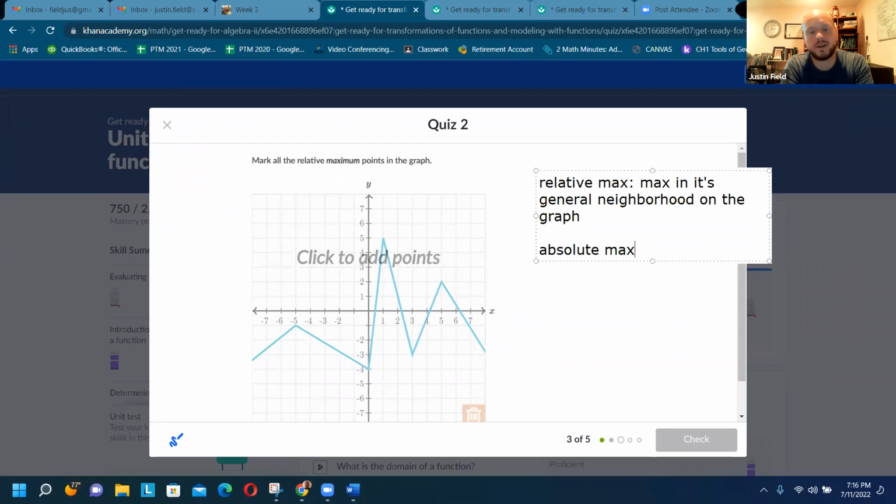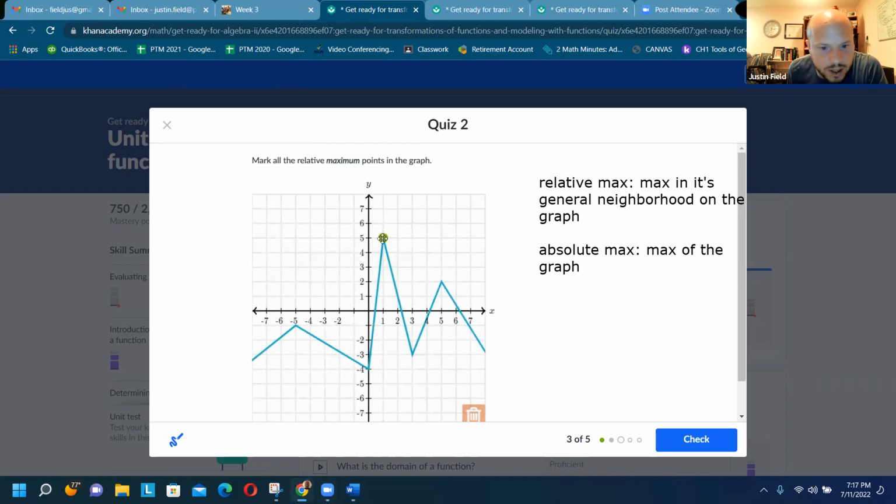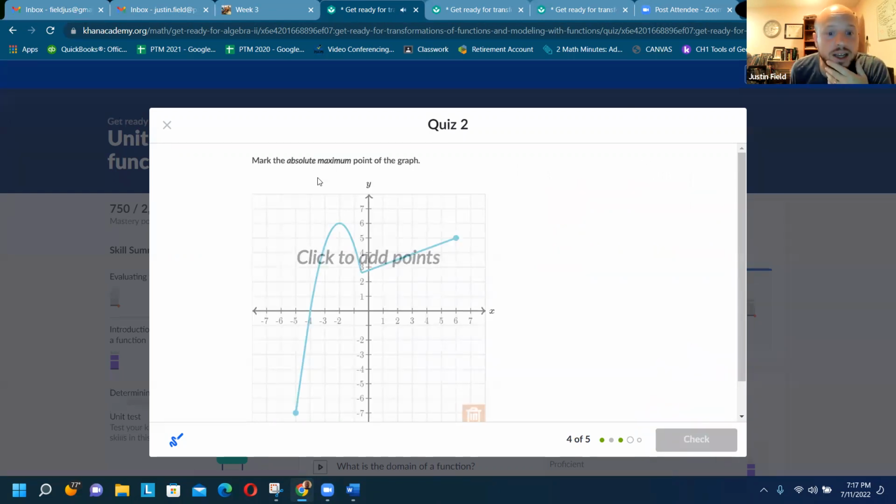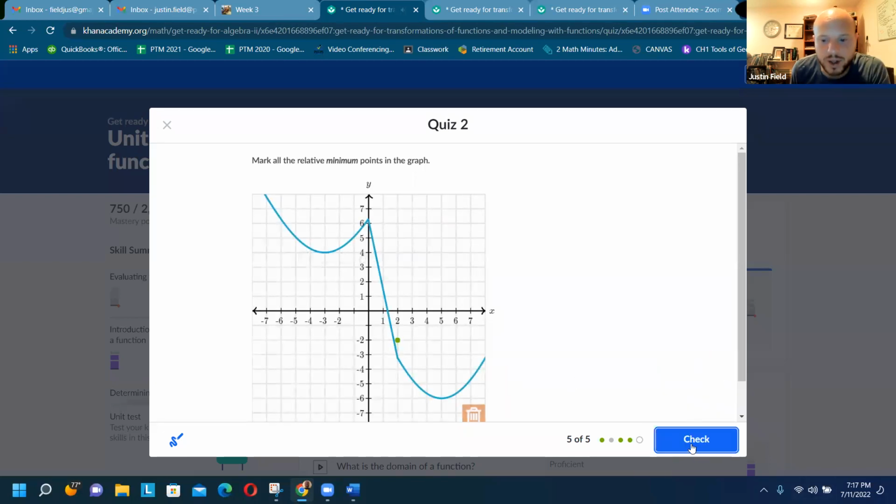Absolute maximum is the maximum of the graph. There is no point higher than that. Not all graphs have an absolute. This graph has an absolute maximum right there. But we want to mark the relative maximum. So absolute is also relative, you know. And so it's just the tops of the mountains. Tops of the mountains, that's all it is. Absolute, I just explained that. Relative, okay, so you can do that.